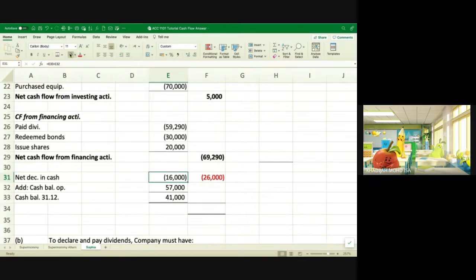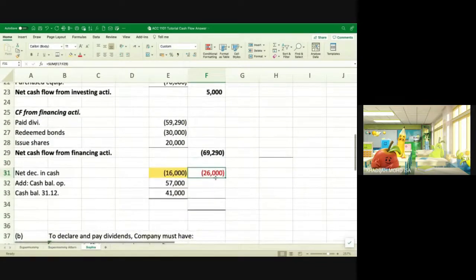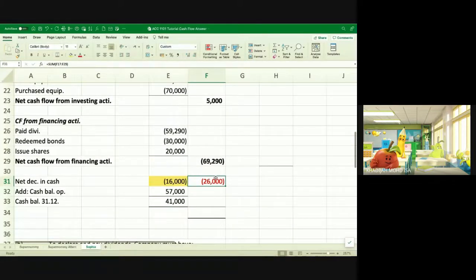But if your cash flow shows 26,000, then something is wrong with your cash flow. You get that? Then you have to check what went wrong. For example, here you know that this should be 30,000. So you have to double check what is wrong. You know that the difference is 10,000 just now. So you check again your answer and do the correction. You should get the same.